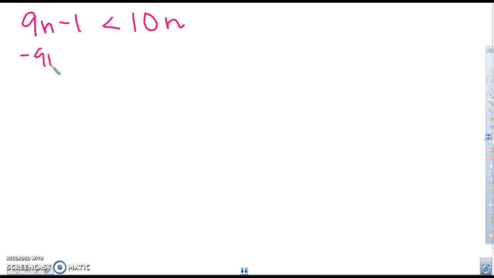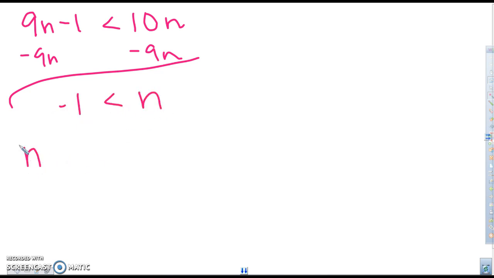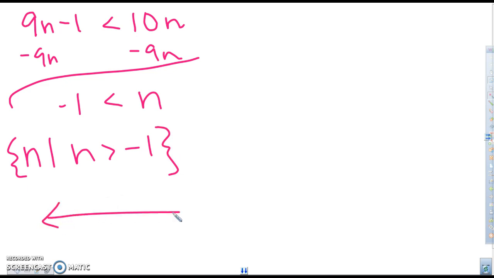So if I move my 9n to both sides, I have minus 1 less than n. So my set builder notation, fancy parentheses, n such that n is greater than negative 1, close fancy parentheses. If I were to graph that on a number line, I would put an open circle on negative 1, and my arrow would point to the right.